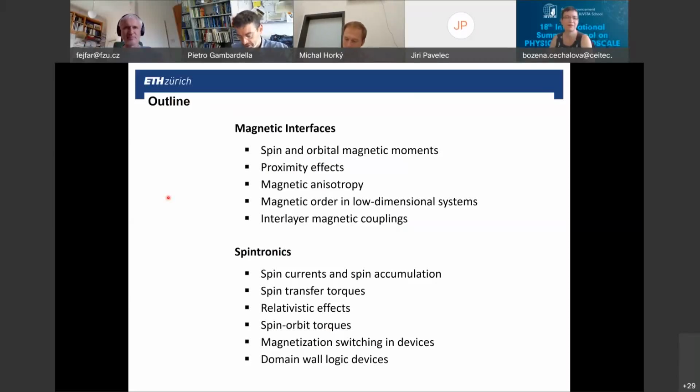And so the lecture is divided into parts. One is about magnetic interfaces, essentially describing magnetic phenomena that occur in systems of reduced dimensionality. So in particular, magnetic thin films and nanostructures that are then relevant to understand also spintronic effects. So what you see here is just a selection of topics.